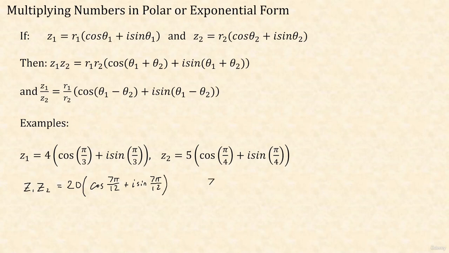If we were dividing z1 over z2, then we simply use division for the modulus. So 4 divided by 5 is 4/5. And then we subtract their arguments. So pi over 3 minus pi over 4 is 1 over 12, is pi over 12. So it's 4/5 times cos pi over 12 plus i sine pi over 12. So a really simple result. When you multiply, you multiply the modulus and add the argument. When you divide, you divide the modulus and subtract the argument.